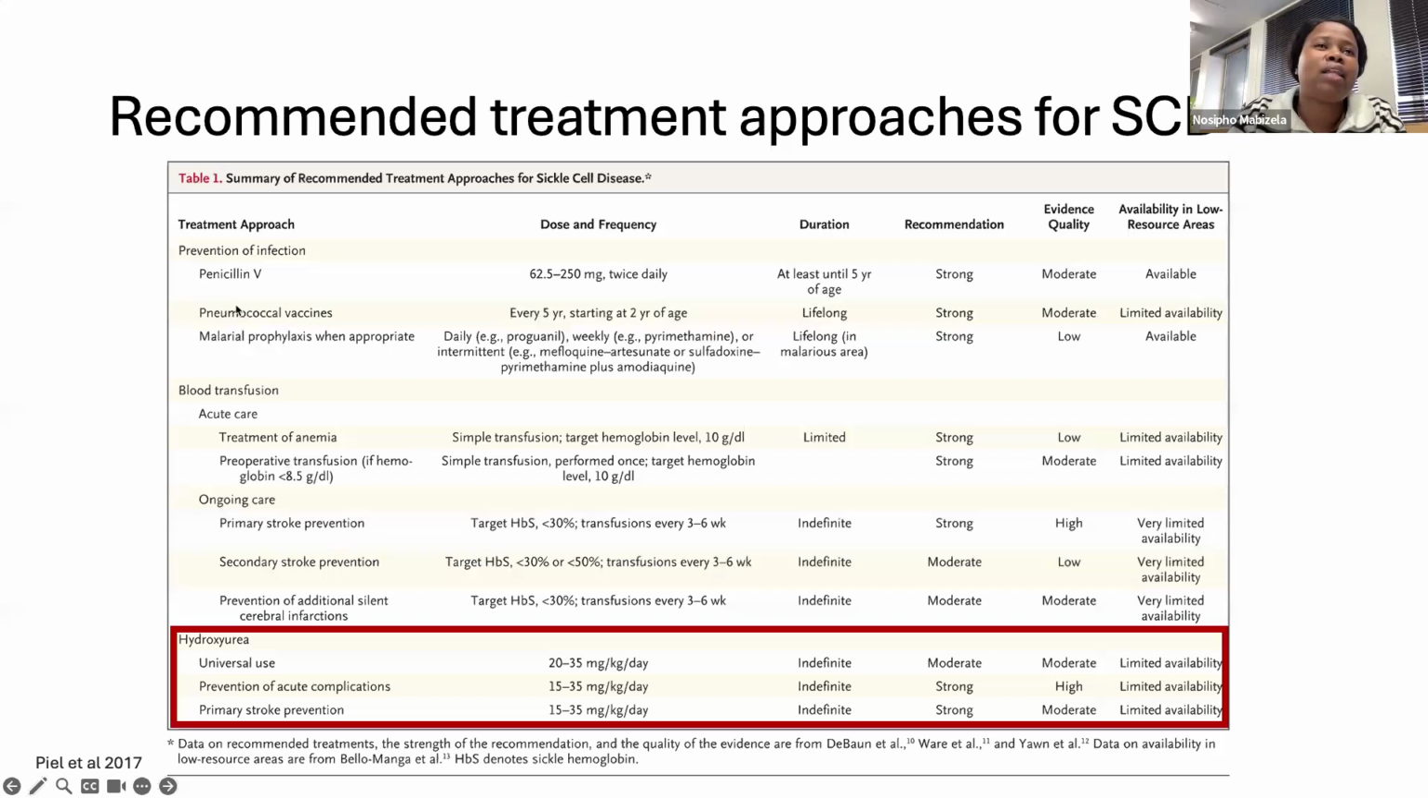The most common one taken by sickle cell patients in Africa is malaria prophylaxis, which is also available, but in other parts of the country it's very limited, specifically in Africa.